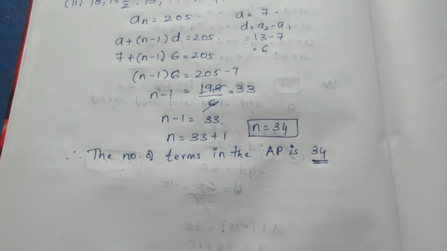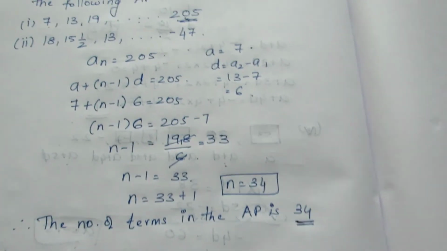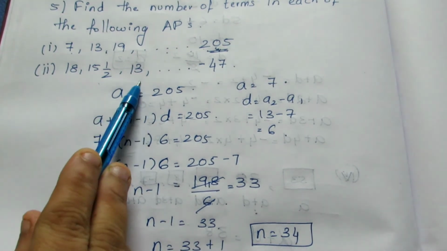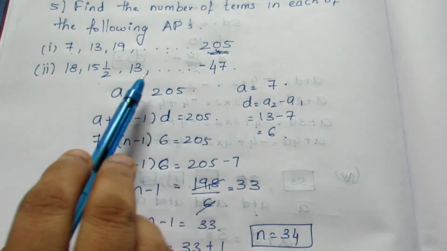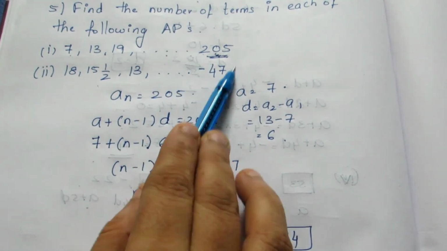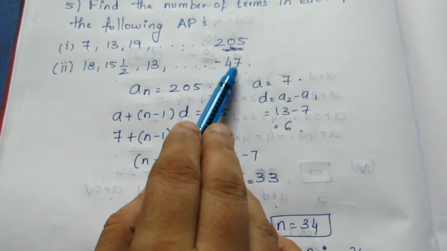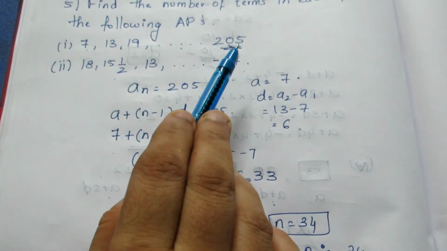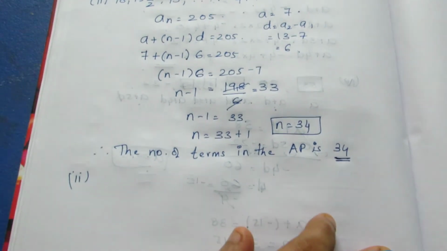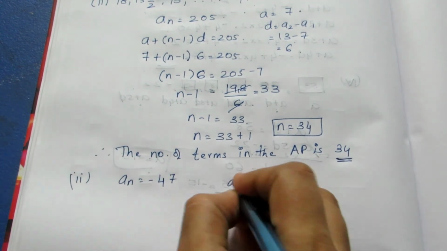We'll move on to the second subdivision. In the second subdivision, they have given 18, 15 1 by 2, 13 up to minus 47. As it is the same sum, we need to do it like that. An equal to the last number. If we find the term number of the last number, we can find the total number. So an equal to minus 47. My a will be equal to 18.